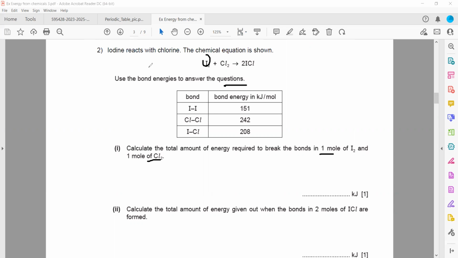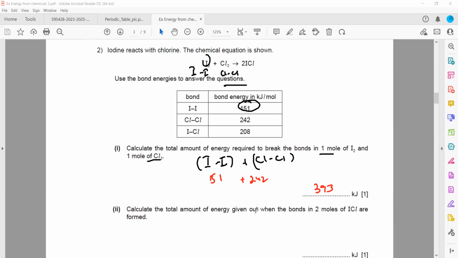So for 1 mole of iodine, I2 means an iodine single bond is there, and Cl2 means a chlorine single bond. For iodine it is 151, and for chlorine it is 242. So when we substitute the values, iodine is 151 and chlorine is 242. When we sum them, this will give us how much energy is needed to break the bonds. So 151 plus 242 equals 393. So 393 is the energy needed to break the bonds.